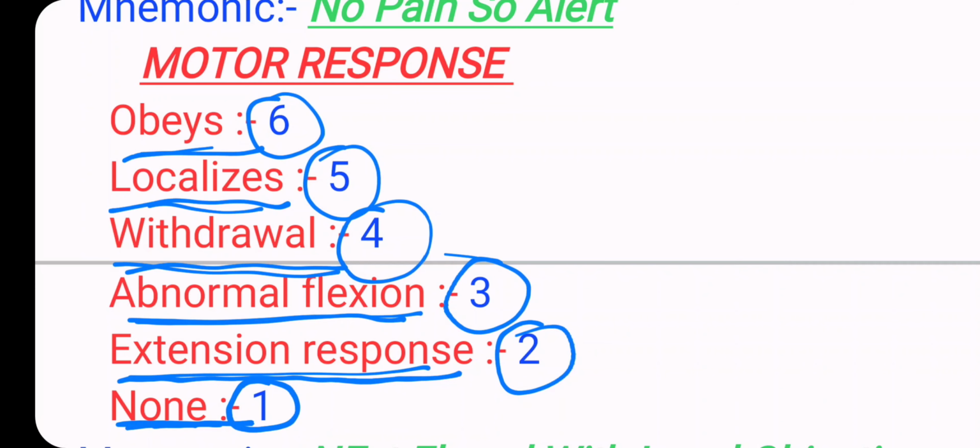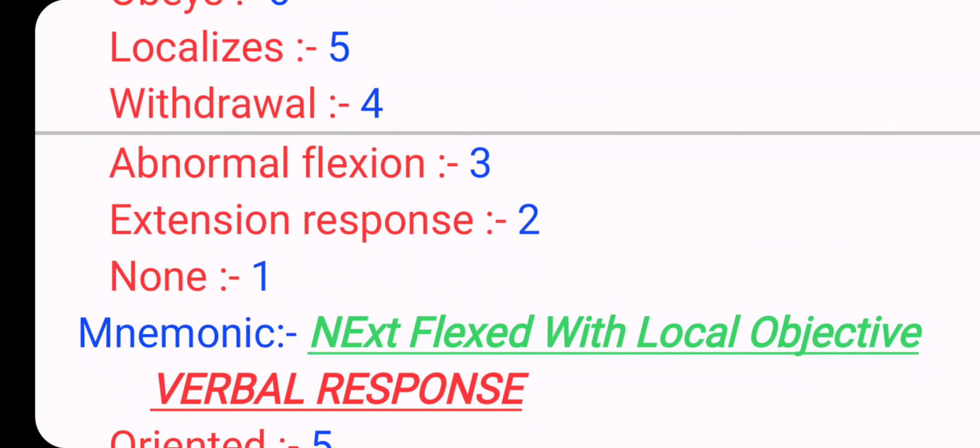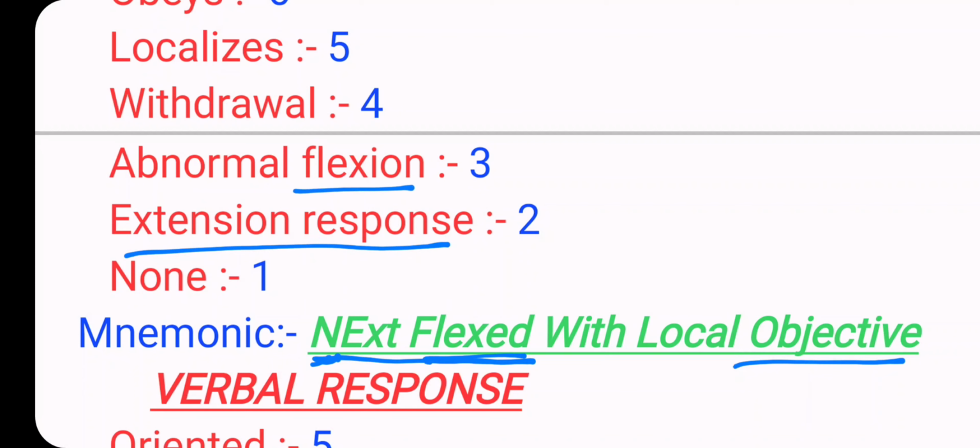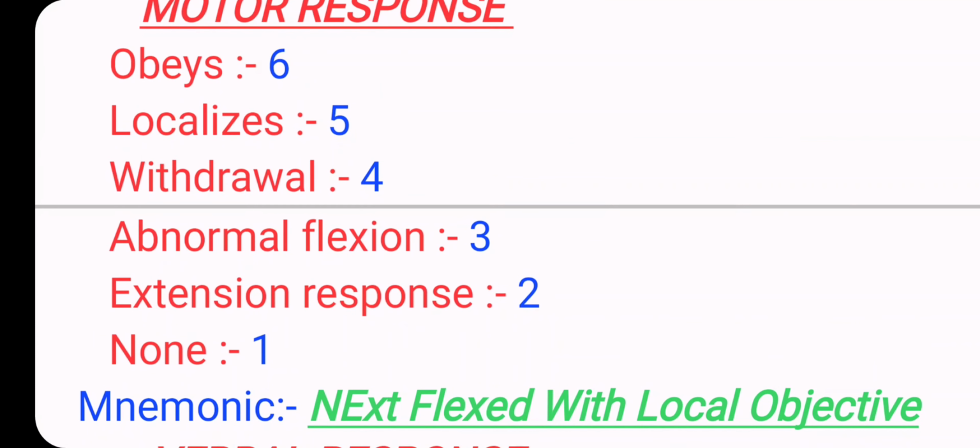The trick to remember the motor response, which came in the exam in 2022, is: Next flexed with local objective. N for none, EXT for extension response, flexed means flexion, with means withdrawal, local means localize, and objective means obey. You have to remember this trick so that you respond correctly.